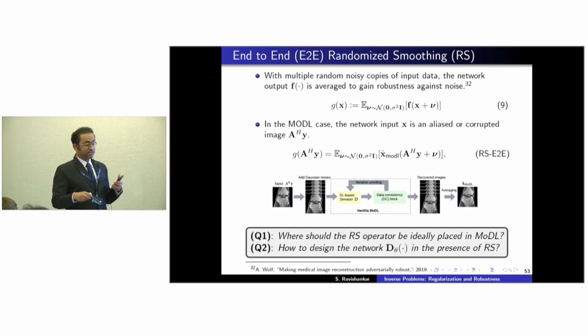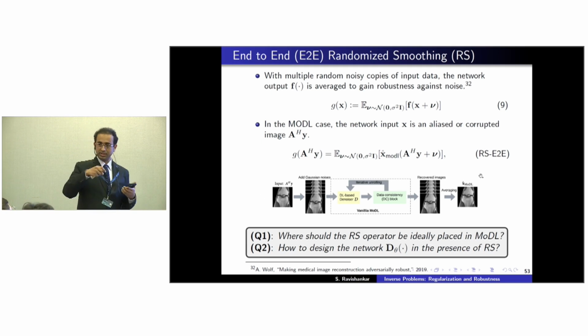And this is a trick that's been used for classification, but recently there's also interest in doing this for image reconstruction. So an end-to-end randomized smoothing process would basically take the MODL network, which is unrolled for several iterations, and then pass perturbed inputs to this network, and then average the outputs that come at the output of the network. But it's not clear if this is the best way to do randomized smoothing.